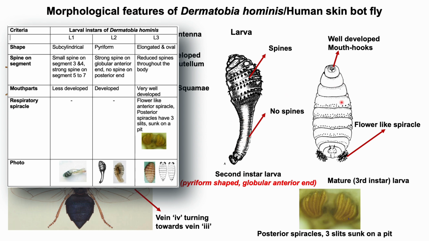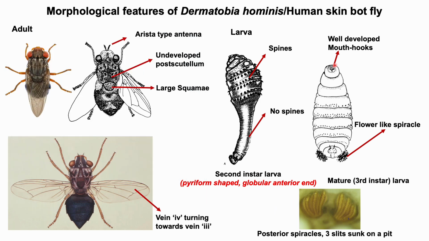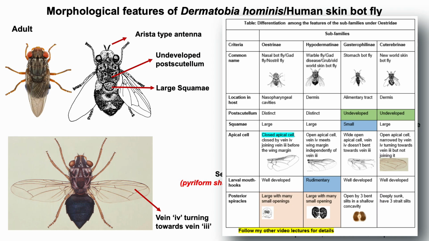The third instar larva is elongated, oval in shape with prominent flower-like anterior spiracle. The spines are reduced but bear prominent mouth hooks. The posterior spiracle has 3 slits sunk in a pit. Note this piece of information, the differential points among the features of the different subfamilies under the Oestridae family.